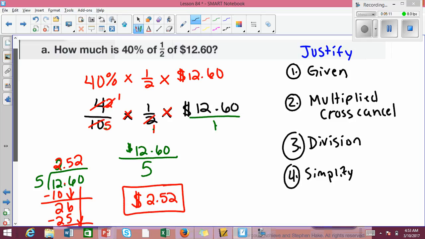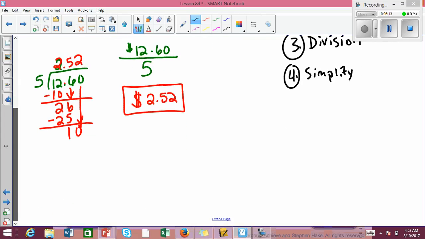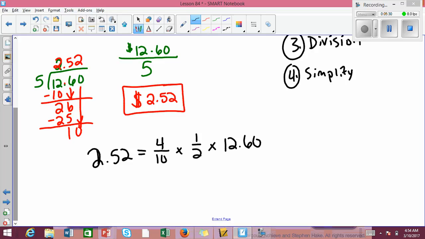Well, what could we do? We could say $2.52 is 40%, so 4/10 of 1/2 of $12.60. Okay, so we could go through and check it again. So we could say that 4/10 of 1/2 is actually equal to 1/5, and 1/5 of $12.60.